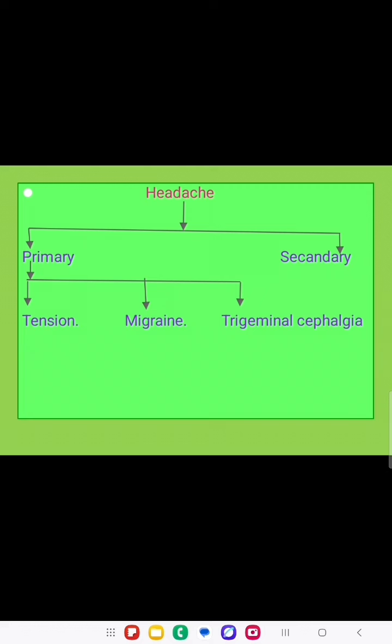Secondary headache is caused by increased intracranial pressure or reduced CSF fluid or CSF pressure.